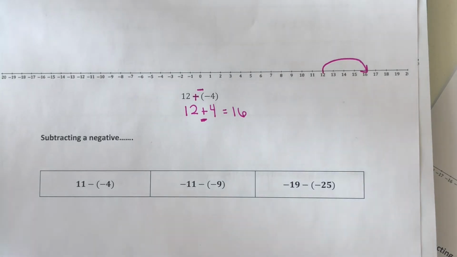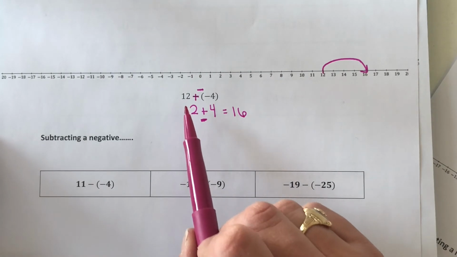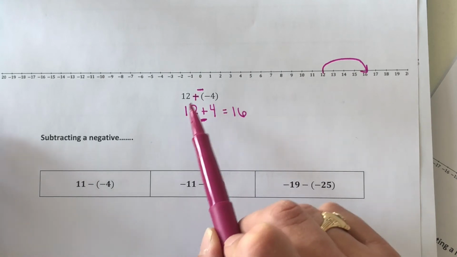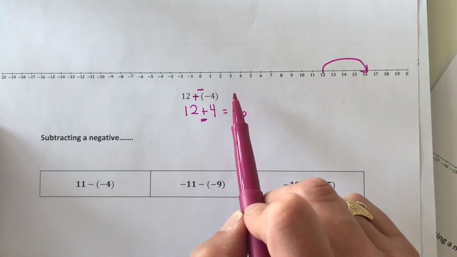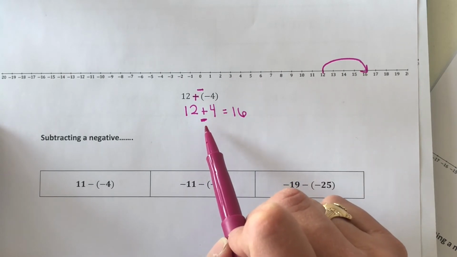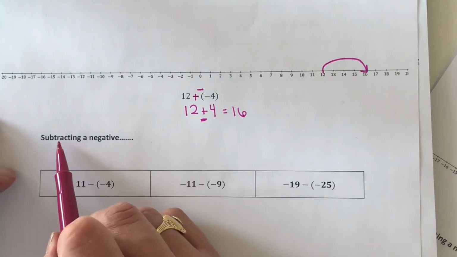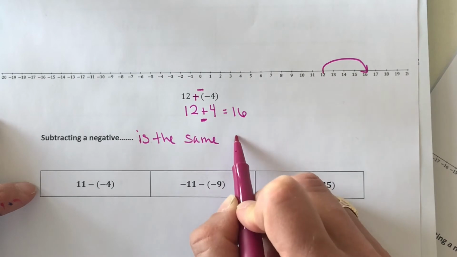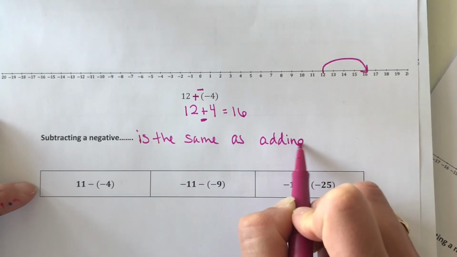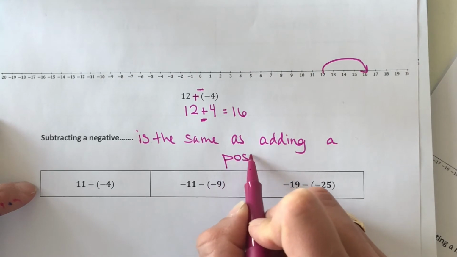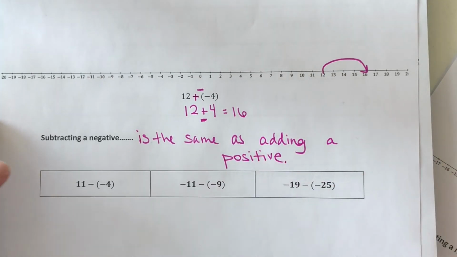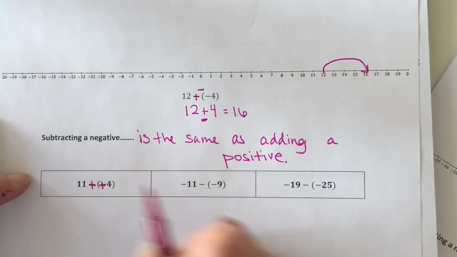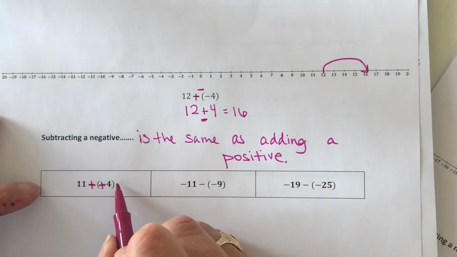Another way to think about this without the mathematical vocabulary is we're starting at 12 and we want to make it less by negative 4. Well, making something less negative is the same as making it positive, so subtracting negative 4 is the same as adding a positive 4. So the shortcut to this rule is that subtracting a negative is the same as adding a positive. So if we have 11 minus negative 4, that's the same as 11 plus 4, which is 15.